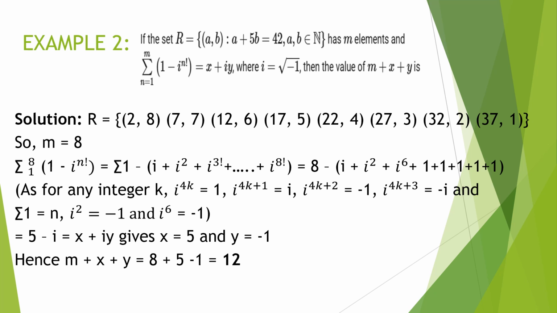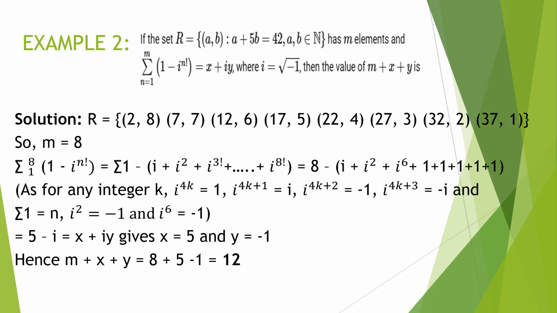Minus, it will be i raised to n factorial, means i raised to 1 factorial plus i raised to 2 factorial up till i raised to 8 factorial. So i raised to 1 plus i raised to 2, 3 factorial is 6, so i raised to 6. Now after that, 4 factorial means 4 into 3 into 2 into 1.